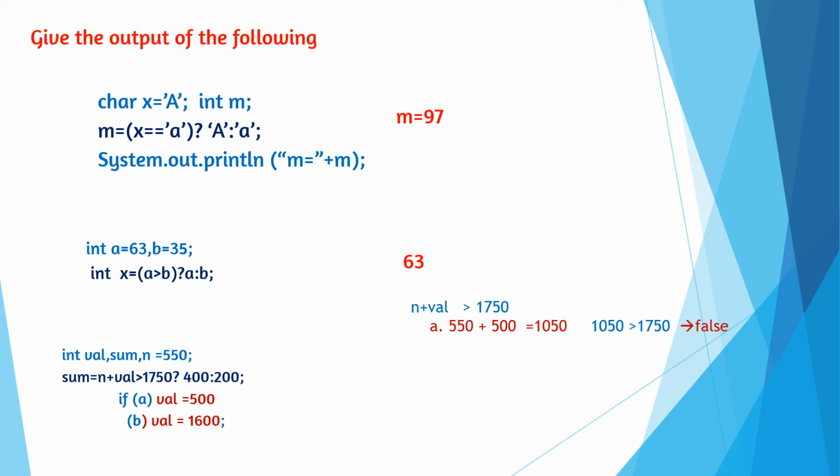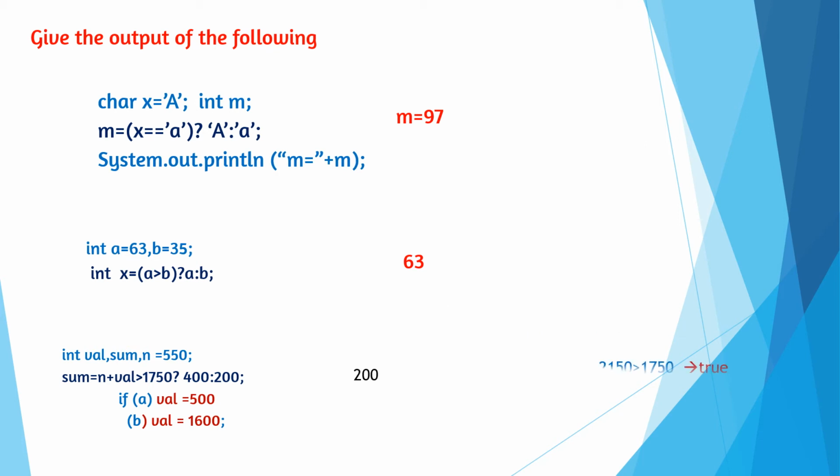The first option we can analyze: n plus val. n is 550 and val is 500. 550 plus 500 is 1050. And now see, 1050 is not greater than 1750. That means the condition is false for the first option. So the answer for the first option will be 200. Condition is false means the second statement will be taken.